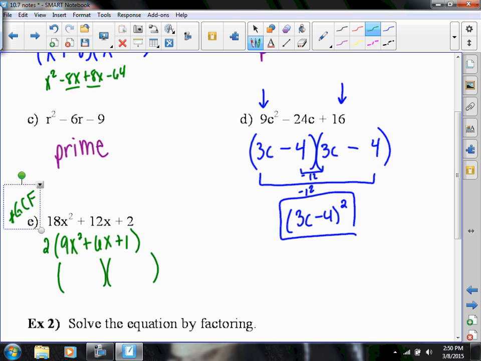So again, I'll need the factors of 9, so that's going to be 3x and 3x. And the factors of 1, it's going to be 1 and 1. Now if I check my outers, I get a 3. My inners, I get a 3. And 3 and 3 will get me to a 6 if I make them both positive. And then I still need to bring down that 2 in the front there. So the stuff in the parentheses matches, so I'm going to rewrite this. Leave the 2 in front, but then I'll rewrite the parentheses, 3x plus 1 squared.